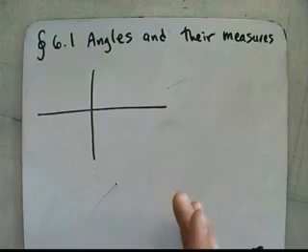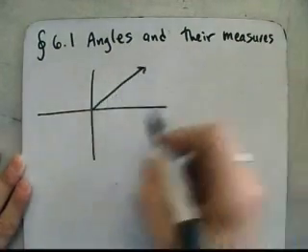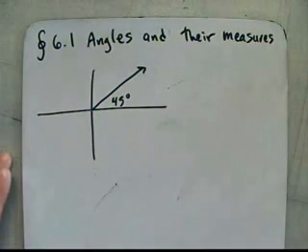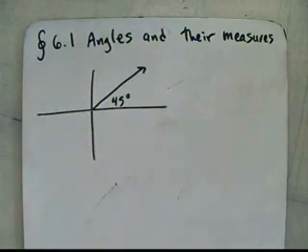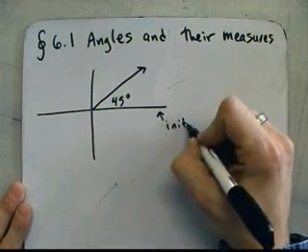Now some very basic angles to draw. If I draw an angle right through the middle here, like so, this angle right here is a 45-degree angle. That's pretty basic. The measure of that angle just means how wide open it is, 45 degrees. Now this side right here that they start on, they call this the initial side.